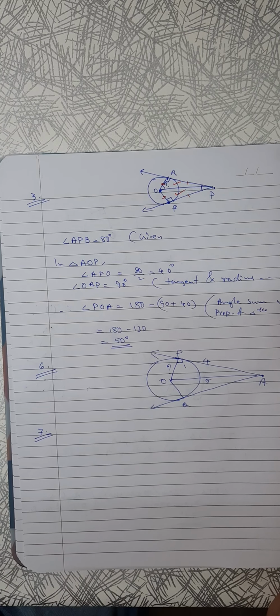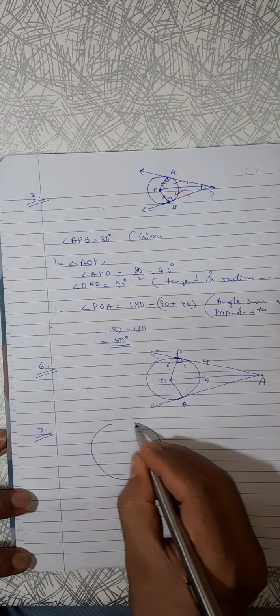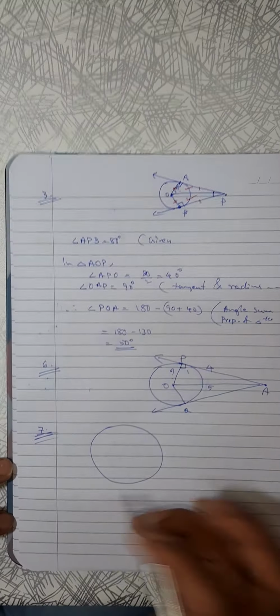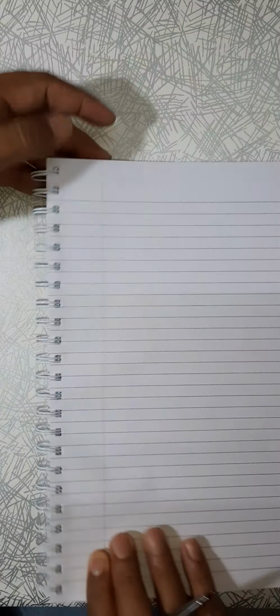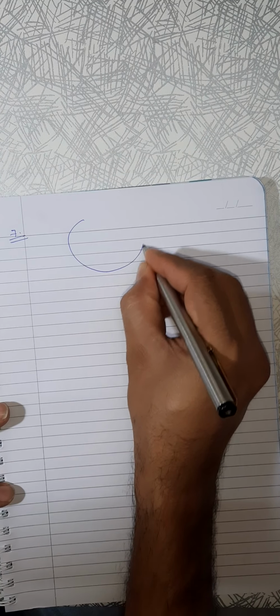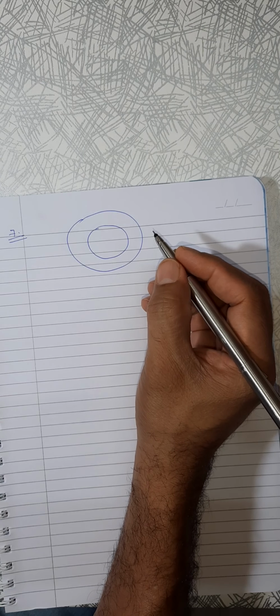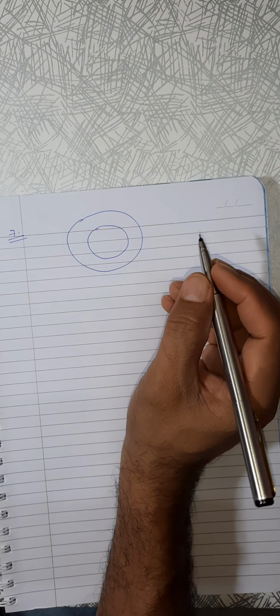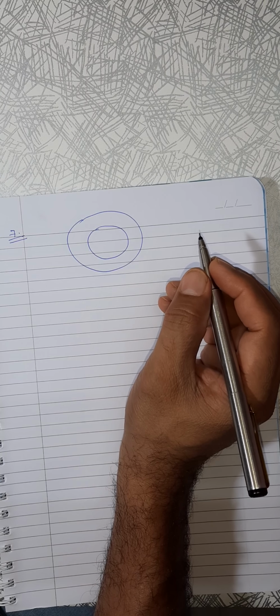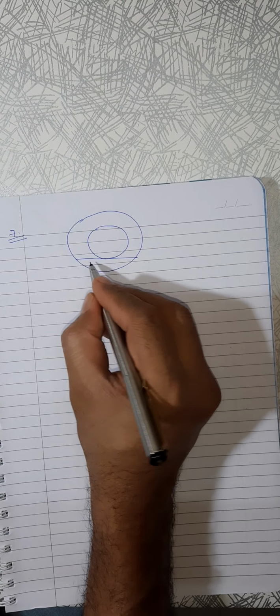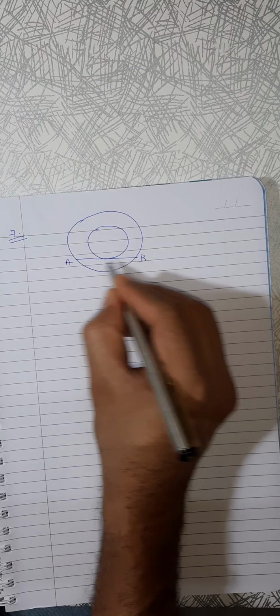Question number 7. Two concentric circles are of radii 5 and 3. We will do in the next page. Two concentric circles of radii 5 and 3. Find the length of the chord of the larger circle which is touching the small one. Chord of the larger one which is touching the small, inner one. So this line AB is touching the small one.